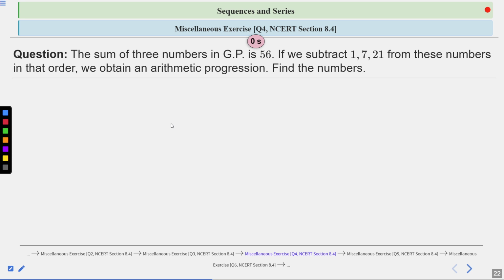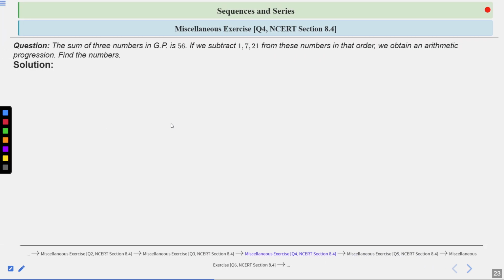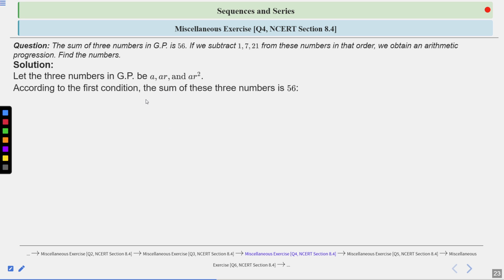Now we move to the solution of question number 4. Firstly, we let the three numbers in geometric progression be a, ar and ar square, where a is the first term of the geometric progression and r is the common ratio. According to the first condition, the sum of these three numbers is 56. These three numbers mean a, ar and ar square. Apply the first condition, a + ar + ar square equal to 56.